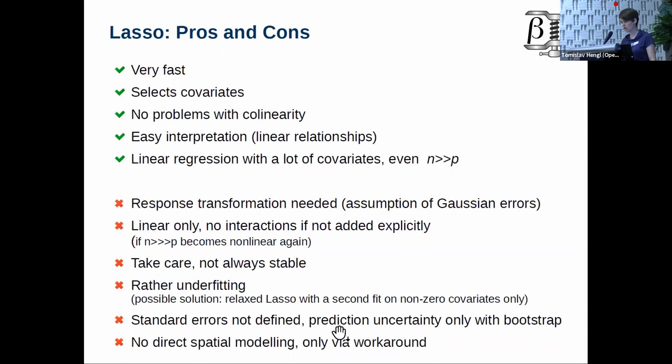Prediction uncertainty can only be gained by a bootstrap approach. You will see this this afternoon. And it's not a spatial method. You have to introduce coordinates as covariates, or rotated coordinates. It's not like a kriging approach using the spatial dependencies in your data.